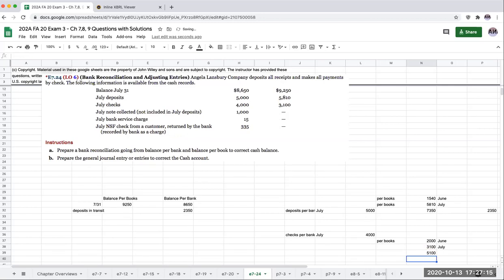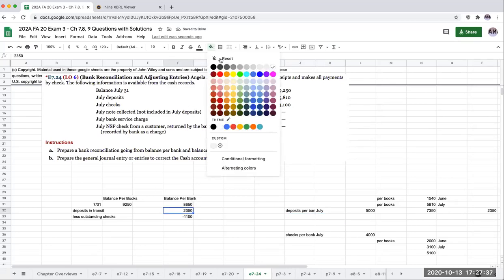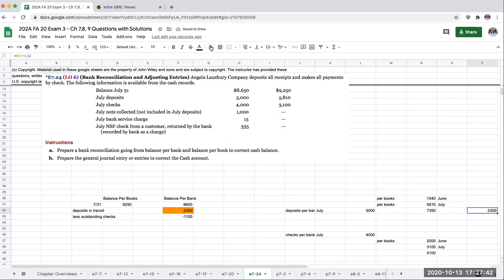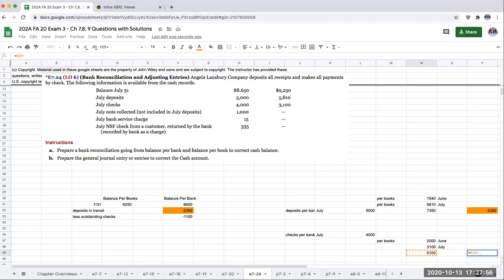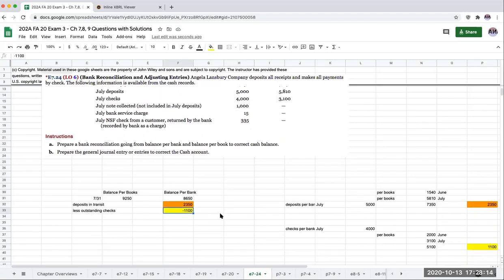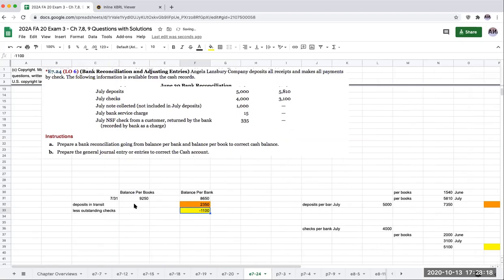So my total amount of checks that I've written, or that I have to reconcile to the bank, is really 5,100. So my outstanding checks are going to be 1,100. And where did I get the 1,100 from? It's the difference between 5,100 and 4,000, or 1,100. So I add to the bank balance the deposits in transit, and I subtract the outstanding checks that have not yet cleared. That should get me pretty close to what my balance per books is going to be. Let's keep going.